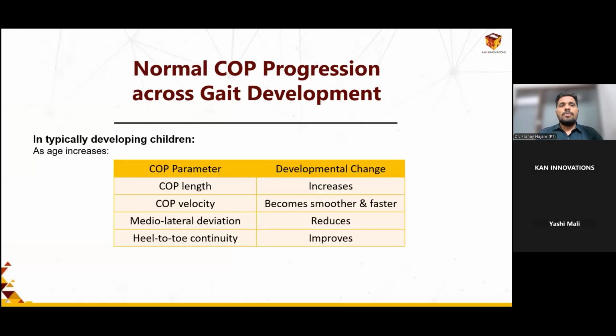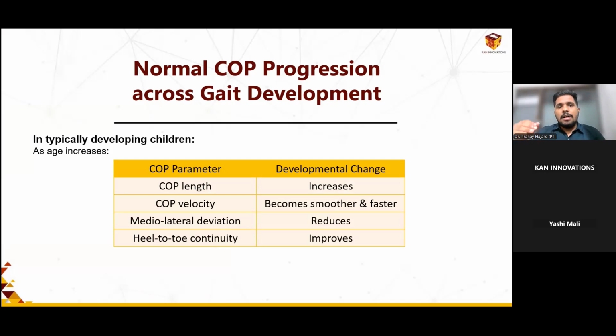So how does normal center of pressure progression change across gait development? In typically developing children, as age increases, the center of pressure progression also matures. The center of pressure velocity becomes smoother, and the variability decreases.